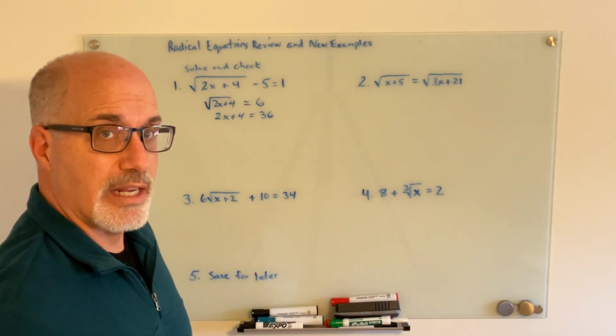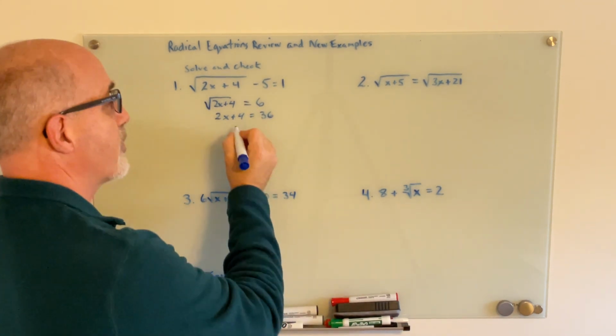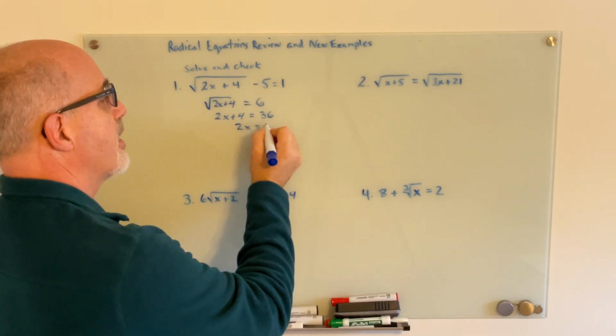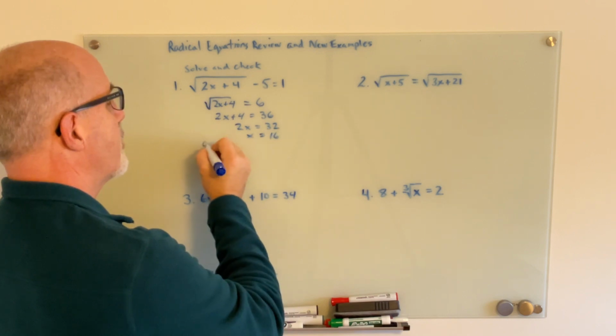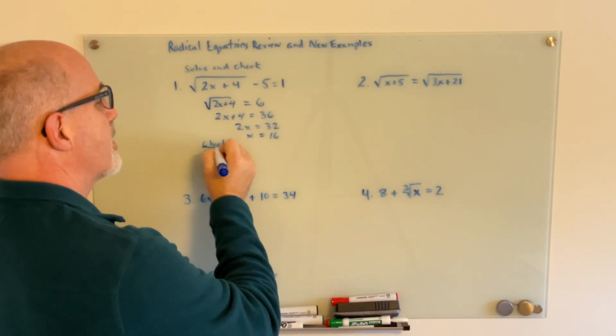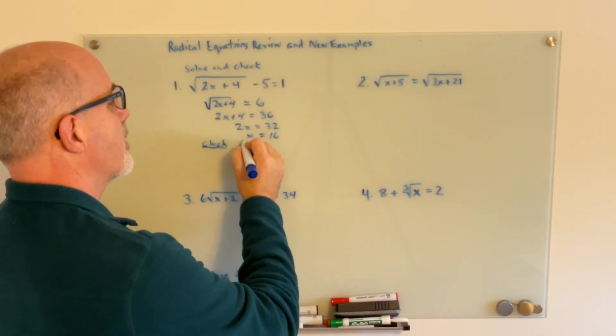Now I can subtract the 4 and I can divide by the 2. So subtract 4, you get 32. Divide by 2, you get x equal to 16. Let's do our check to see if that works. Put it back in the original.